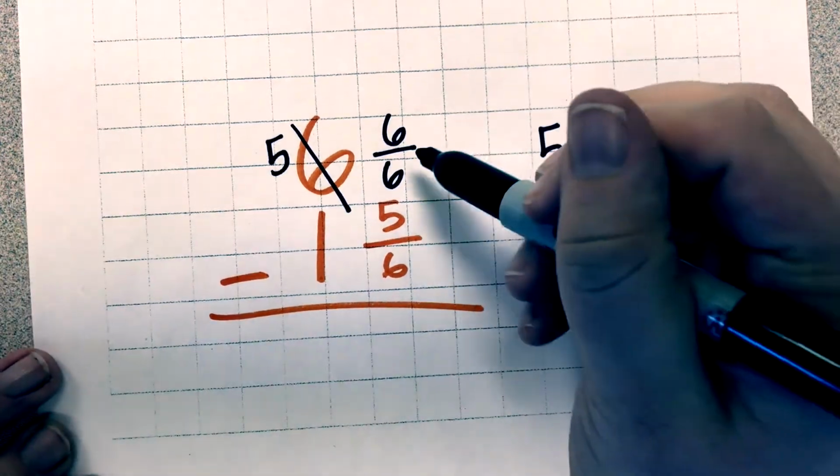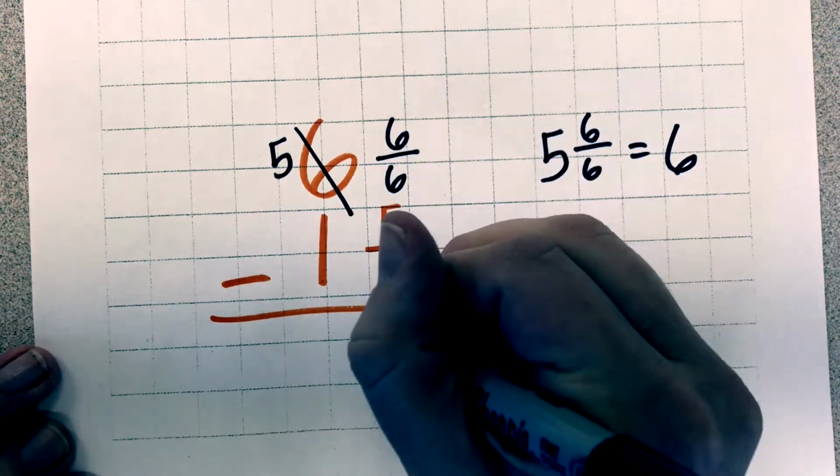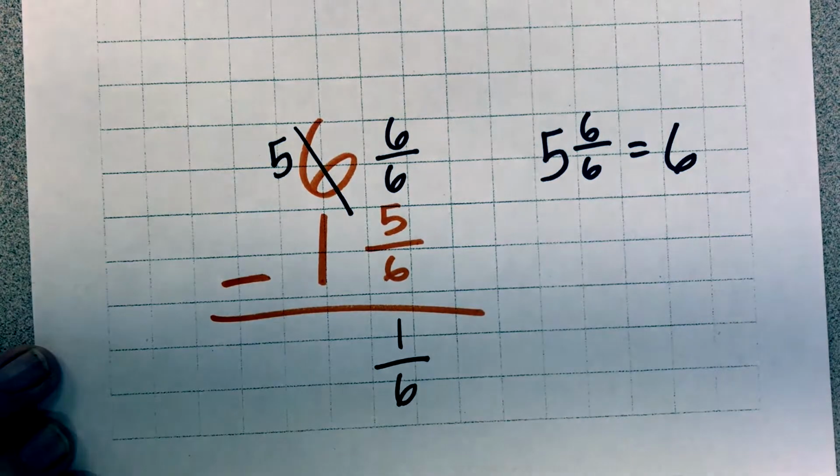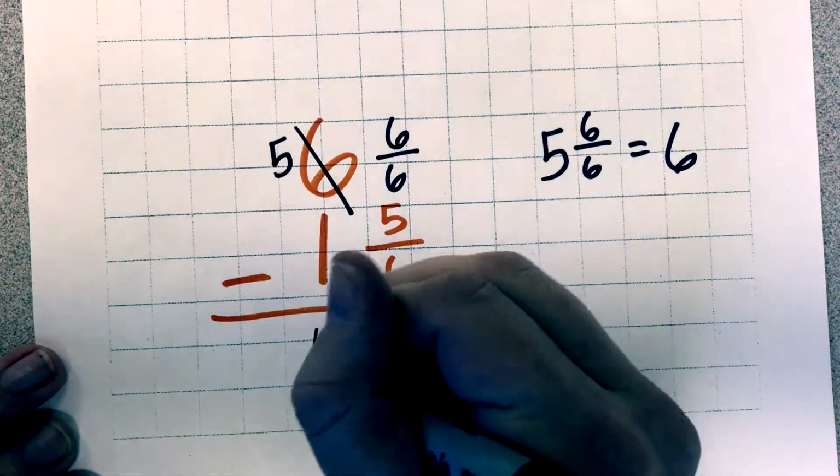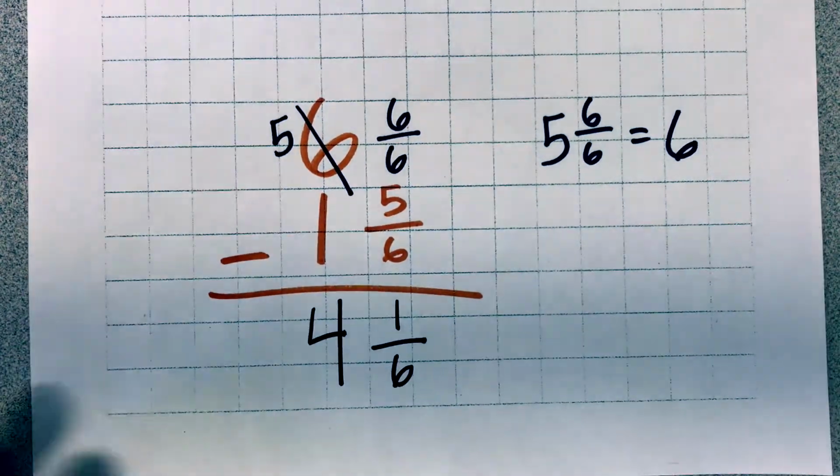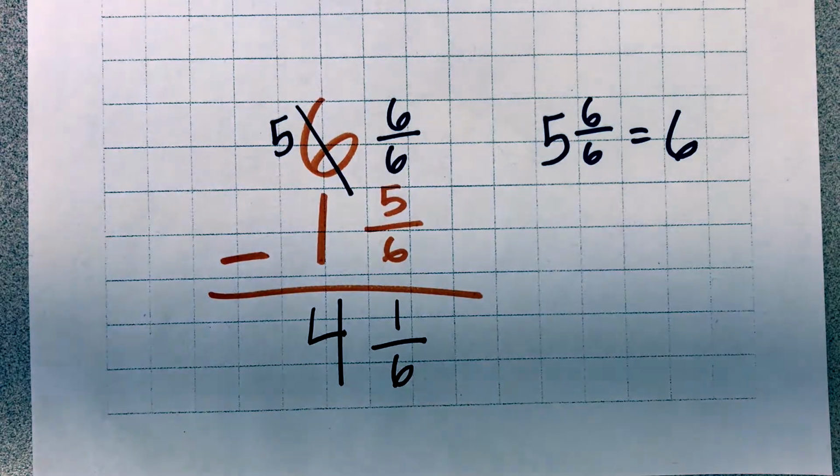All right, so anyway, now we'll take 6 and subtract 5. We get 1, bring down the 6 as our denominator, and then 5 minus 1 is 4. All right, so 4 1/6 is our answer for that problem.